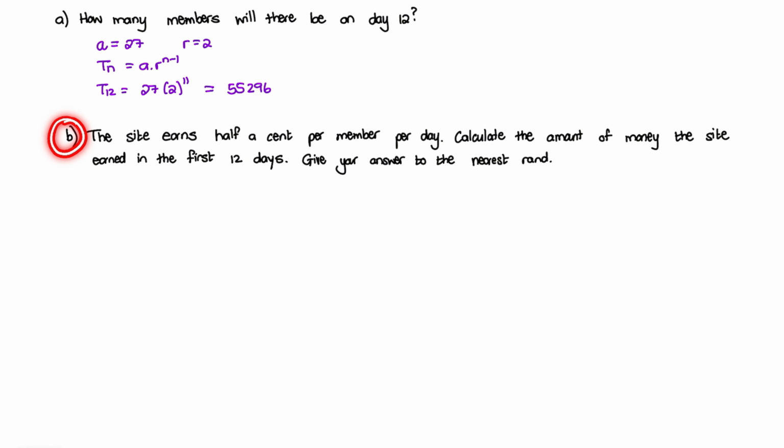The next question says, the site earns half a cent per member per day. Calculate the amount of money the site earned in the first 12 days. Give your answer to the nearest rand.